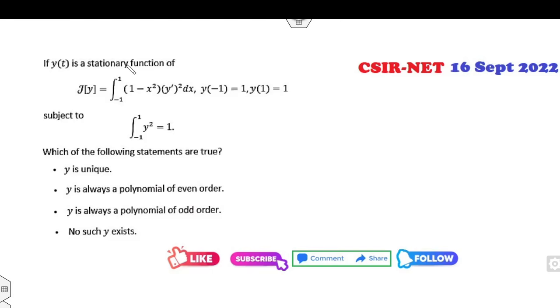Okay, y is a stationary solution. The solution function is already given to you, subject to this condition. Then is y unique, is y a polynomial, even or not? Look at that, they are not asking you about the solution. First of all, if it is of even order, you can think of any function of even order. The easiest one is x square. Does it satisfy this condition? Yes. Does it satisfy the other? No, because if you integrate them, it will be 2 over 3, which is not 1. That means an even solution is not possible.